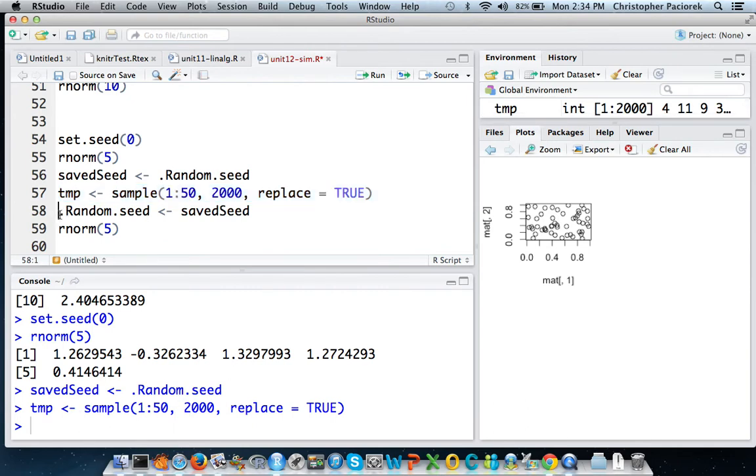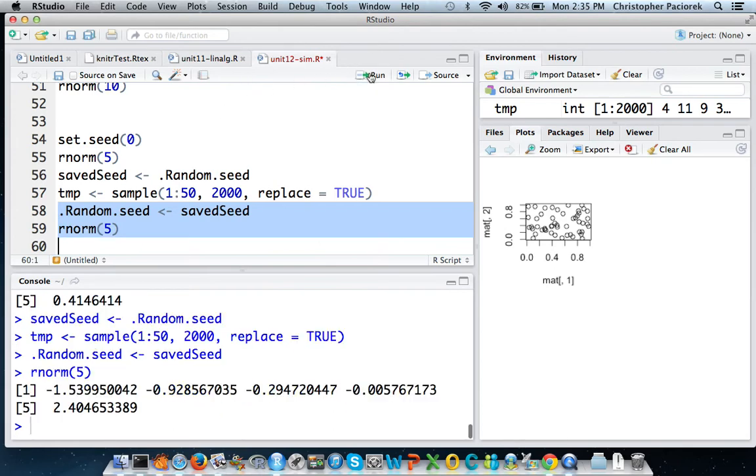I generated 5 random normals. I can generate the next 5 random normals by basically going back to whatever the seed would have been after the first 5, resetting it, and then generating my 5 random numbers. So now I'm going to set that .Random.seed to be the saved seed from just a couple lines above and generate another 5 random numbers.